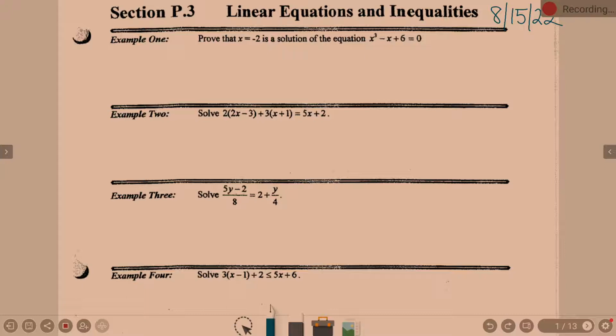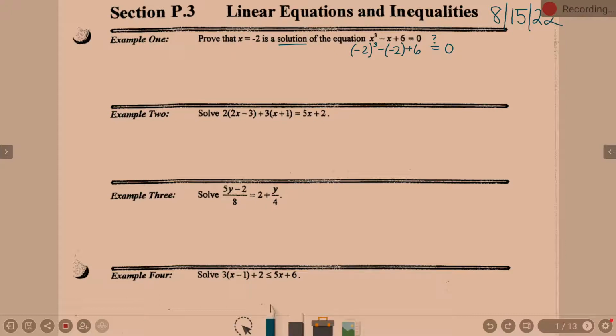So, example 1. Prove that x equals -2 is a solution of the equation x cubed minus x plus 6 equals 0. Thoughts on how we do that? Plug in -2 for x. If it is a solution, both sides will work out to be the same. So we're going to take this -2 and plug it in. So -2 to the third minus -2 plus 6. And basically the question is, does that equal 0?